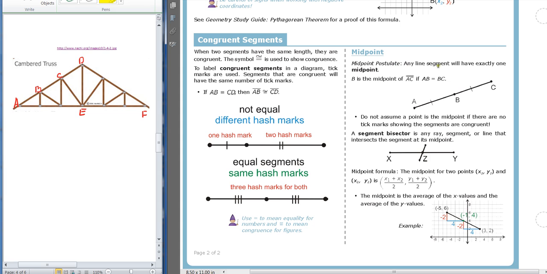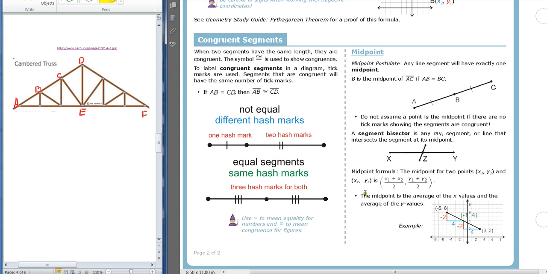Now here's another important point. The midpoint postulate: any line segment will have exactly one midpoint. So that's the length of the line divided by 2. That would give you half the length, where you define the midpoint. Do not assume the point is the midpoint, as there are no tick marks representing where the points are congruent. Now a bisector is a ray or segment that intersects at the midpoint, like I was showing you on this example over here. I've got A to F is bisected by C to E. What does this represent? It's a truss. This is something that the building construction people will see and have to deal with when calculating angles for trusses.